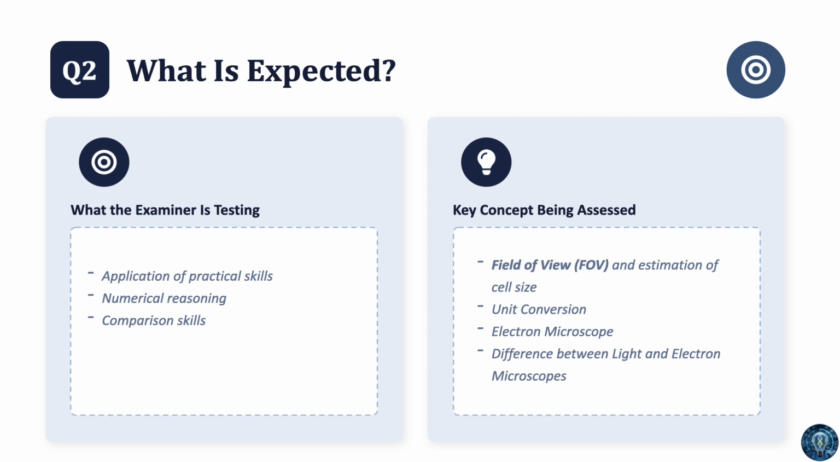Next, the examiner wants to see if you can apply the correct scientific concept. When a light microscope is no longer powerful enough to see very tiny structures, can you identify the instrument that should be used instead? Finally, you should know the fundamental difference between a light microscope and an electron microscope. Not just their names, but why an electron microscope can reveal much finer details.